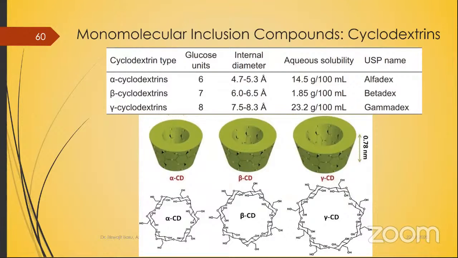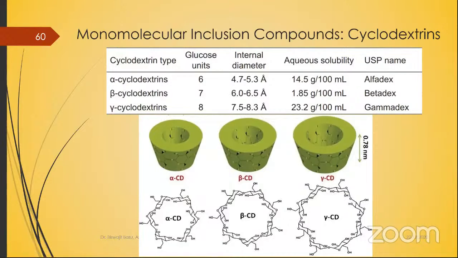Okay, so the glucopyranose unit, you have to remember this. The difference is 6, 7, 8. In the case of alpha 6, in the case of beta 7, and in the case of gamma 8. Okay, very important slide, this one.